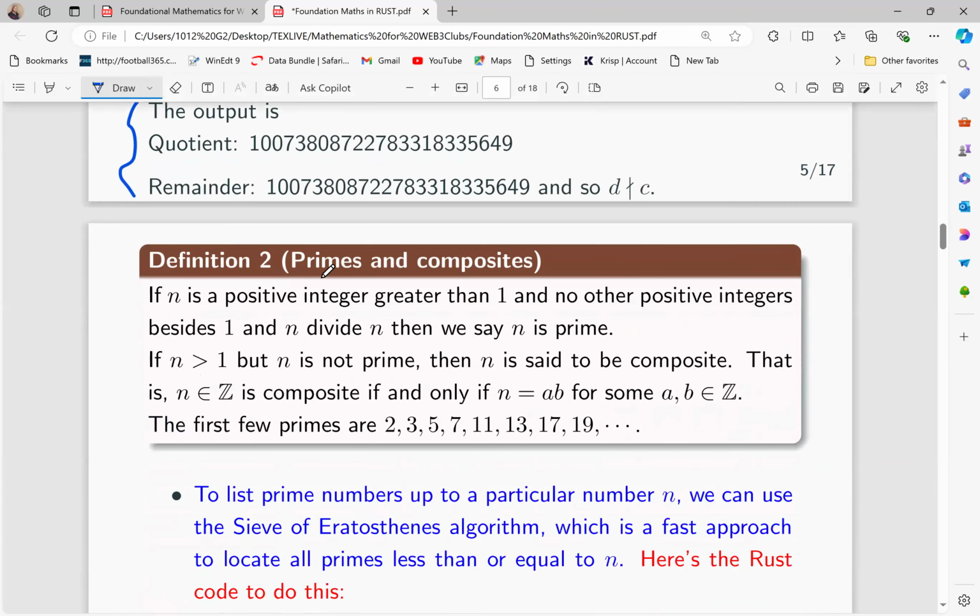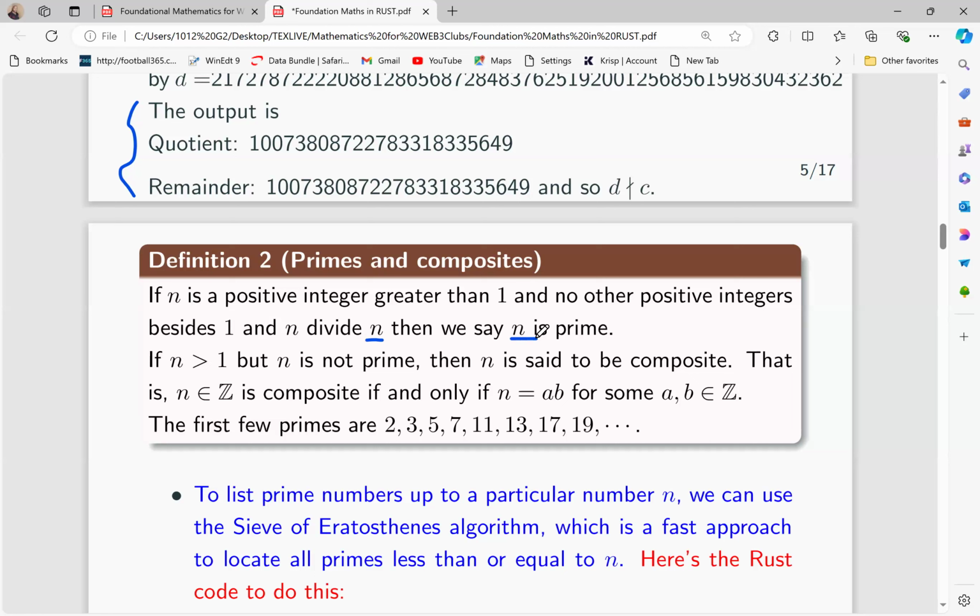Now there's this definition where I'm defining a prime number and a composite number, and after that, again, we look at some code. If n is a positive integer greater than 1, and no other positive integers besides 1 and n divide n, if there's no other integer other than 1 and n that divides this n, then we say that n is prime. We know what we mean by prime. A prime number is a number which is divisible by only 1 and itself. That's what this definition means.